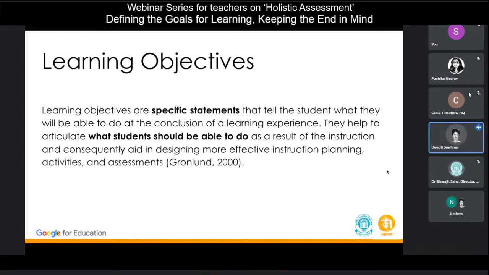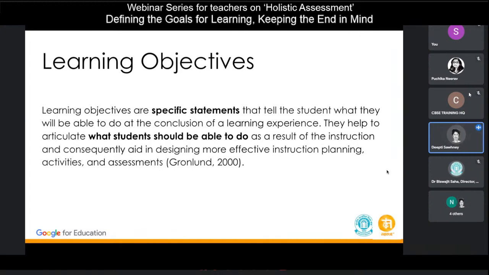So this is again a lot of research into the various statements that were given for learning objectives, and we thought this was the easiest and the most comprehensible statement which could be used, because if you look at the last few words of the statement, it says effective instruction planning. I find this phrase really, really important, that it has to be effective planning. That is what you're planning to do. Strategies, those are your activities and assessments. So all of them are taken into account when you are looking at the learning objectives.